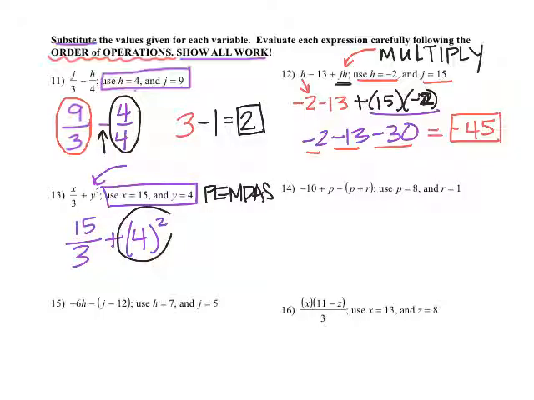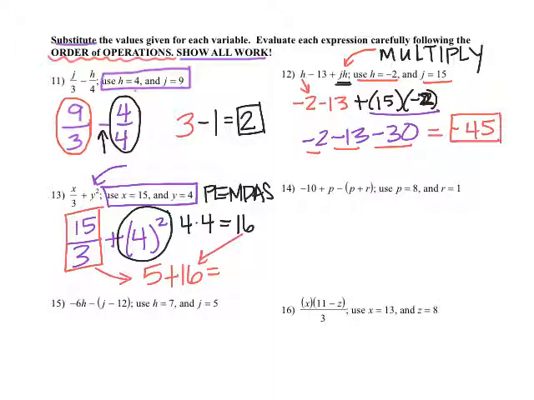So what is 4 times 4? Remember, 4 squared is 4 times 4, which is 16. So now I have 15 divided by 3, which actually is just 5, right? 15 divided by 3 is 5. And I've squared 4, which is 16. And my final answer is going to be 21. Check and see if you see a 21 on your answer bank.